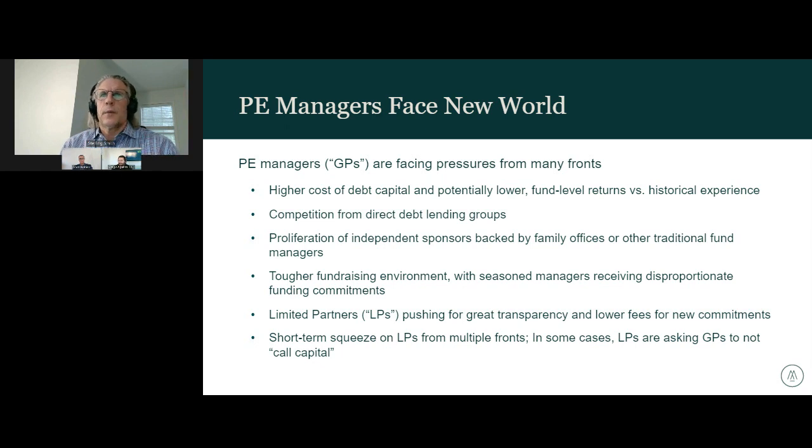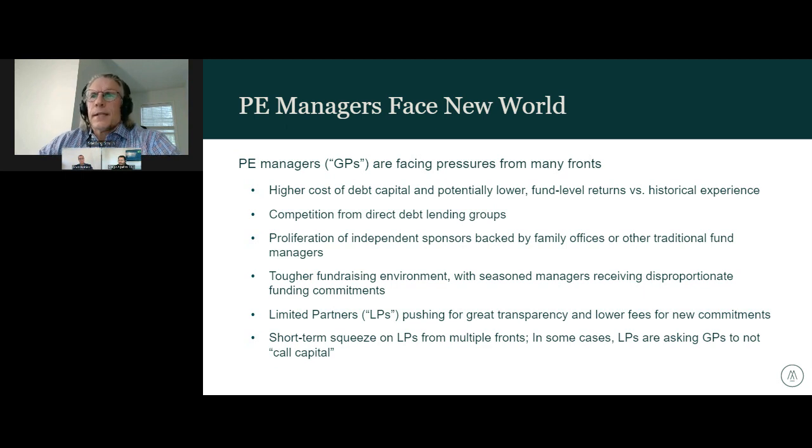Tough fundraising environment. Seasoned managers are receiving a disproportionate amount of the funds. These are brands that have been around for a long time, the KKRs, the Blackstones. And then a first generation or vintage fund or even a second fund are having a lot of troubles raising capital, extended time frame, a lot of anxiety in the GPs who are out there trying to amass their capital commitments. LPs pushing for more transparency.